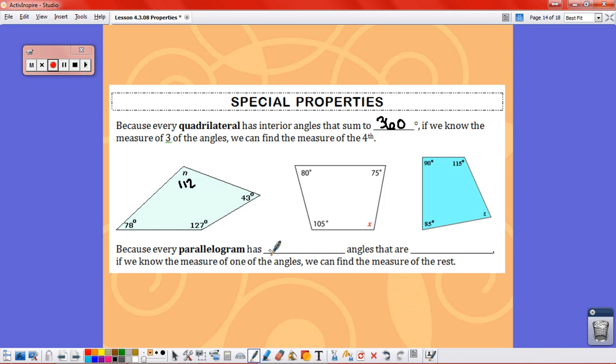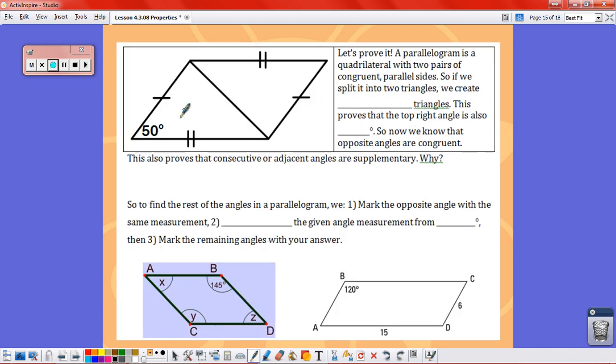Because every parallelogram has opposite angles that are congruent, we know that if we know the measure of one angle, we can find all of the rest, so we just have a little bit of extra practice here. If this is 50 degrees, we're trying to prove this right now. A parallelogram is a quadrilateral with 2 pairs of congruent parallel sides. So if we split it into 2 triangles, we create congruent triangles, because this side is equal to this side, and this side is the same, so it has to be the same for both. So these are congruent triangles.